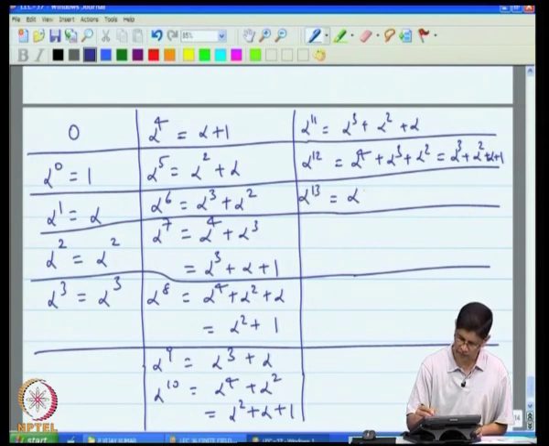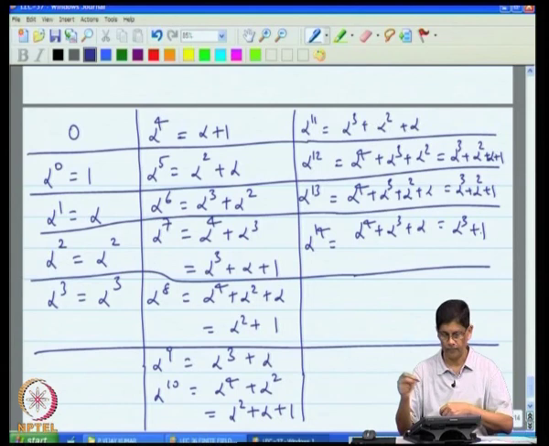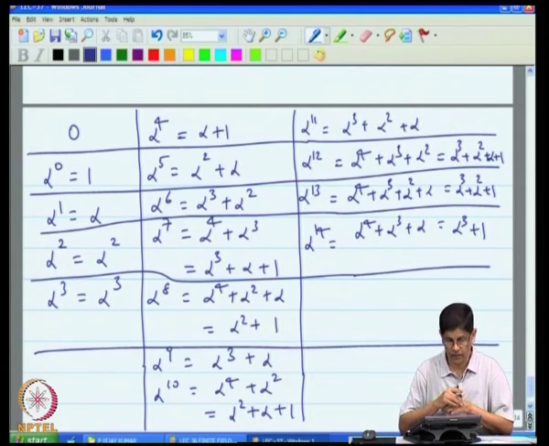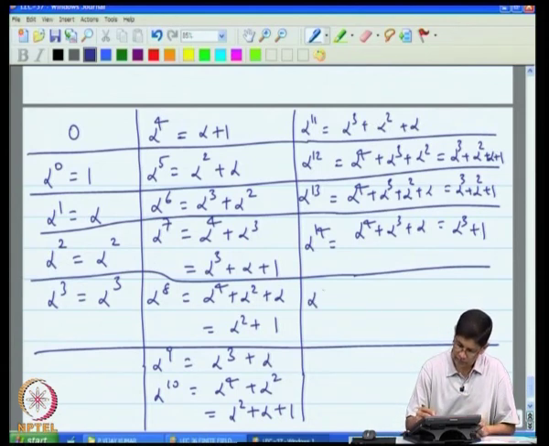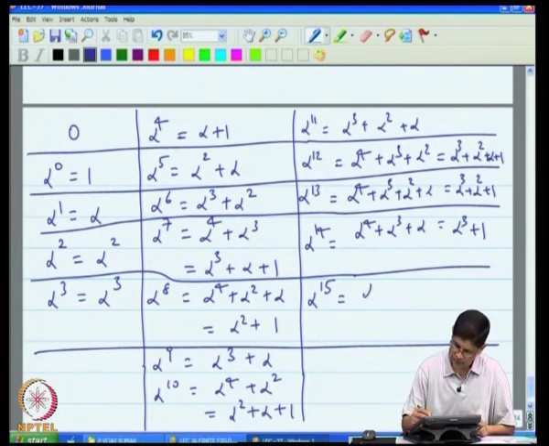Alpha to the 13 is alpha 4 plus alpha cubed plus alpha squared plus alpha, which is alpha cubed plus alpha squared plus 1. Alpha to the 14 is alpha 4 plus alpha cubed plus alpha, which is alpha cubed plus 1. Okay. And now you have your... let us go one more step and then I will say what I was going to say. So, this is alpha 4 plus alpha, which is alpha plus 1, which is 1.